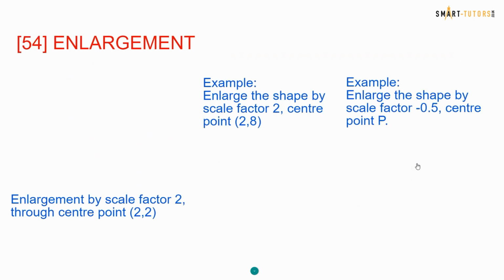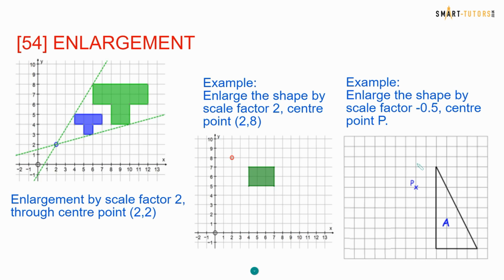Topic 54, enlargement. Enlargement means it can be a bigger shape or a smaller shape or the opposite reverse way. The opposite reverse comes as a negative scale factor. So in this first question, enlargement by scale factor 2, why is the scale factor 2? This 1 becomes 2 and the center point is 2, 2. So here 2, 2 is the center point.